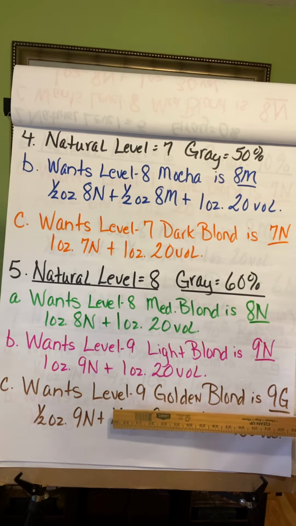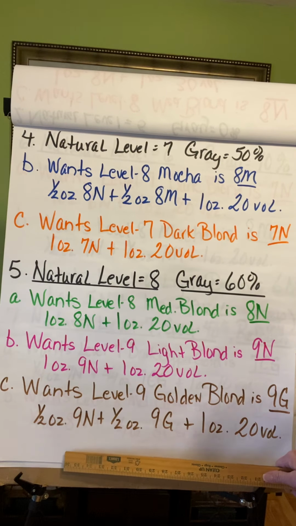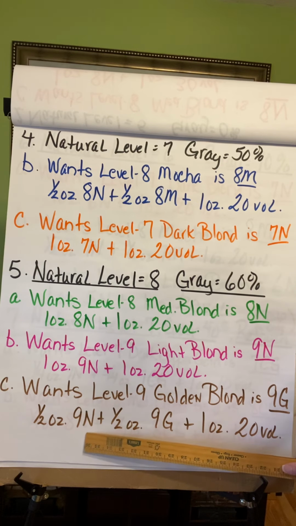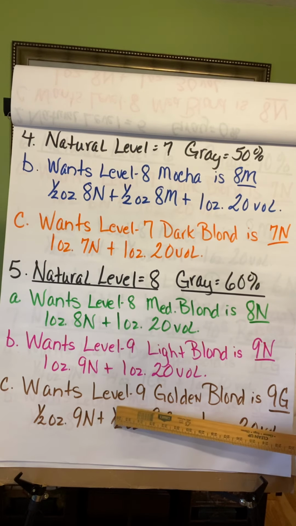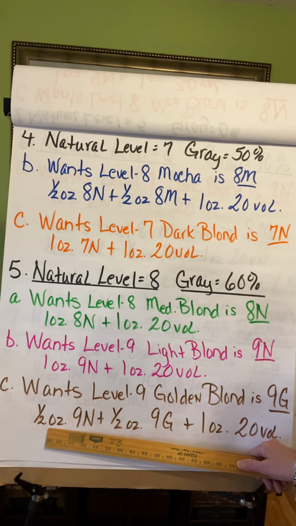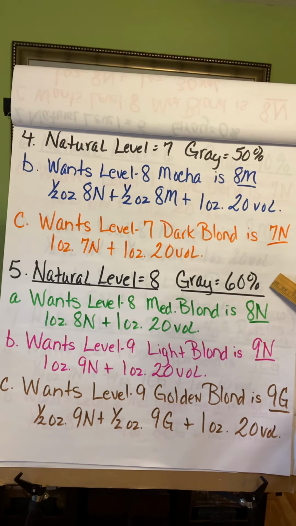She wants to be a level 9. I'm sorry, if you add 8 and 9, you're making a level 8.5, which is going to be a little bit too dark. So you have to add the natural level in the level that she wants. So it's 1/2 ounce of 9 natural plus 1/2 ounce of 9 gold, 9G, plus 1 ounce of 20 volume developer. 20 volume developer because it's 60% gray, and I want to cover it completely.